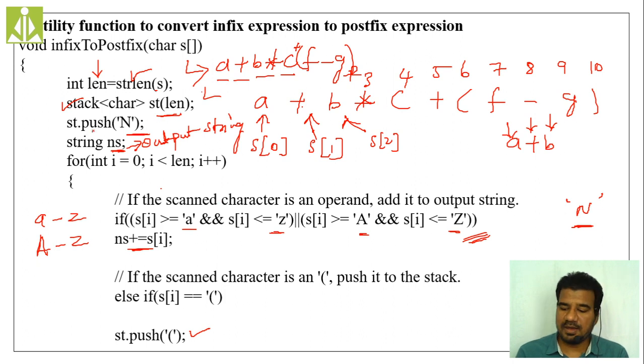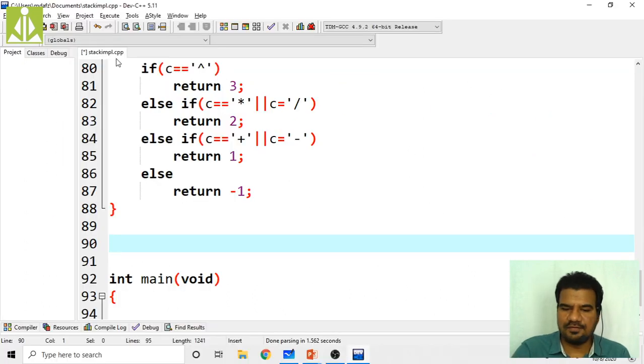Here I have my infix to postfix function. This function I have to code now. Of course, it is a lengthy function. I will do it quickly. So the return type is void, then infix to postfix.